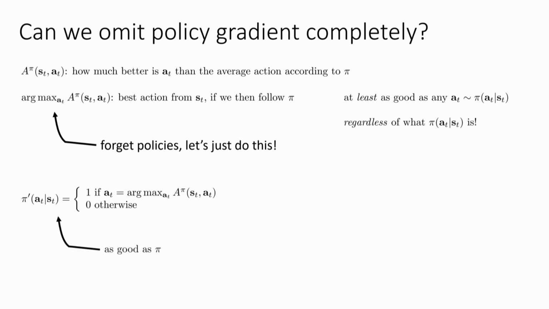So this pi prime is as good as pi, and probably better. In fact, with a little bit of legwork, which you guys can do as a take-home exercise, you can actually show that pi prime is actually better than pi unless pi is already optimal, in the case where you can get an exact advantage.